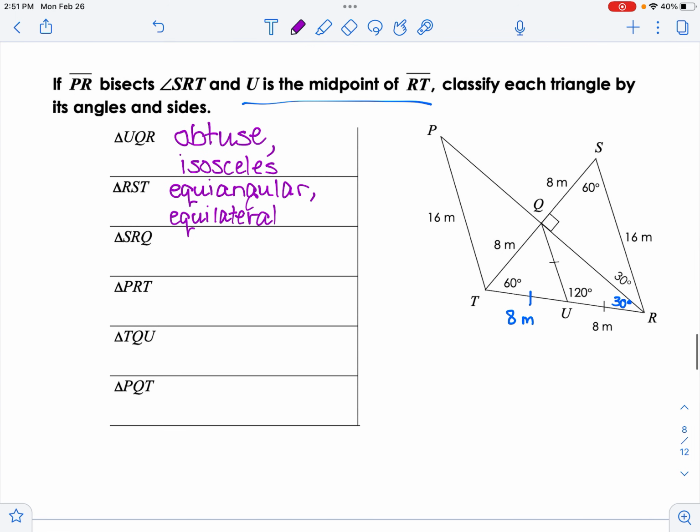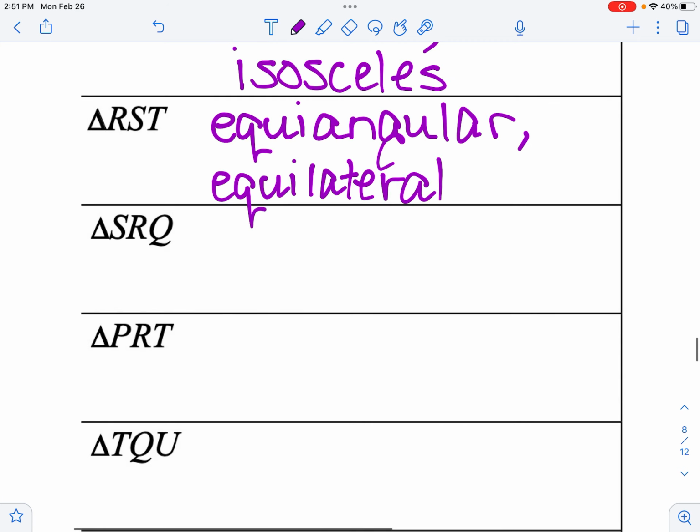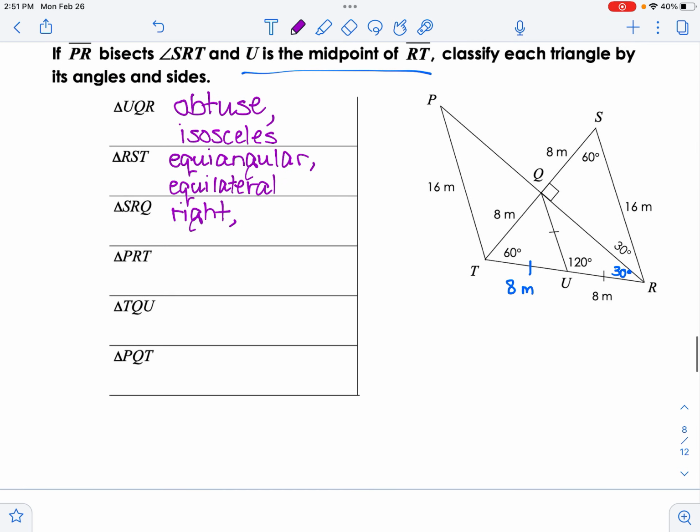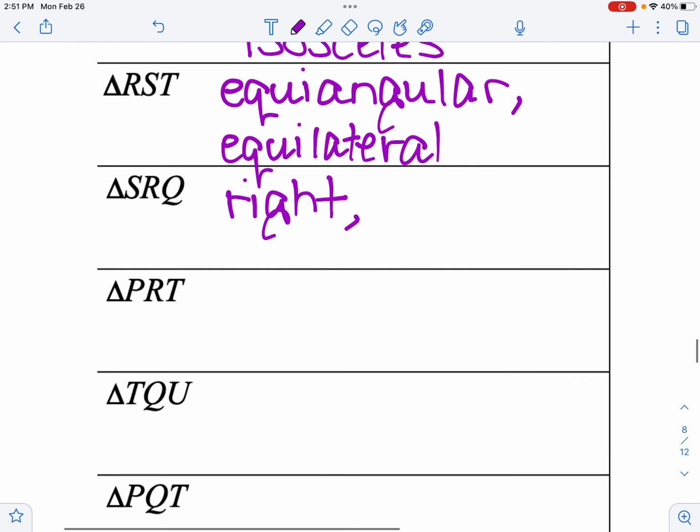Okay. SRQ. Oh no, SRQ. Okay, well, there's a right angle in there, so we know it's right by angles. Do we have any sides the same? Well, we know that one's 16. We don't know enough about that other one. And the other one's 8. So it looks like it's scalene.